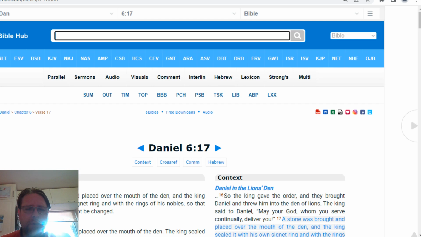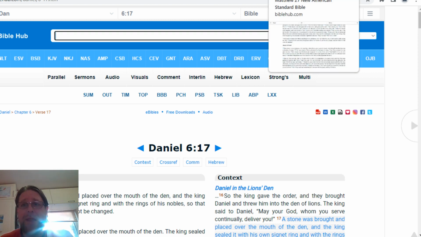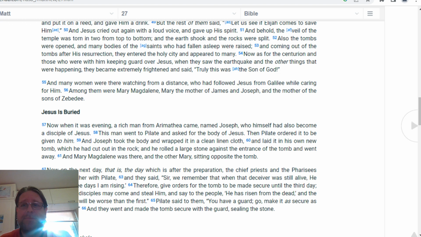I could go to the interlinear there, and I've shown you that before. But anyway, this is a stone that was brought over and placed over the mouth of the den. So that stone is an Aleph Ben again, a son of God. Now, this is Matthew 27, where Jesus is buried. Now, when it was evening, a rich man from Arimathea named Joseph, who himself had also become a disciple of Jesus, went to Pilate and asked for the body of Jesus, and Pilate ordered it to be given to him. And Joseph took the body, wrapped it in a linen cloth, and laid it in his own new tomb, which had been cut in the rock.